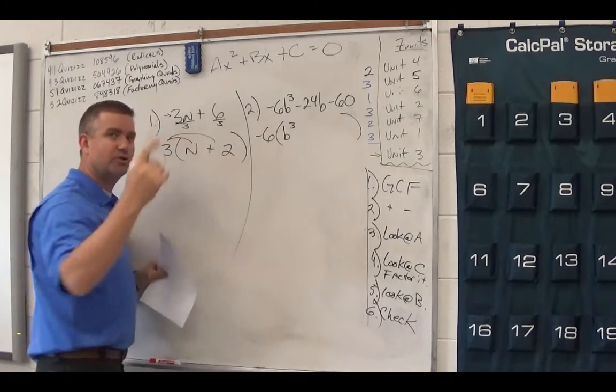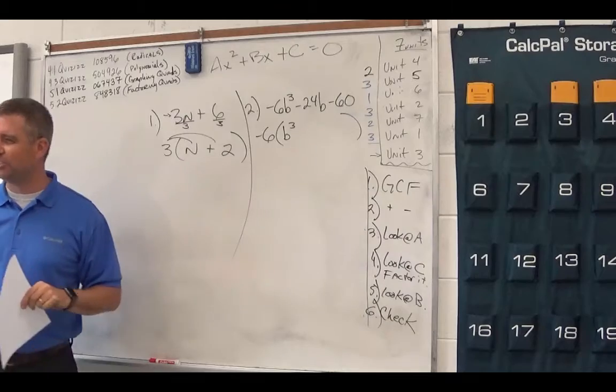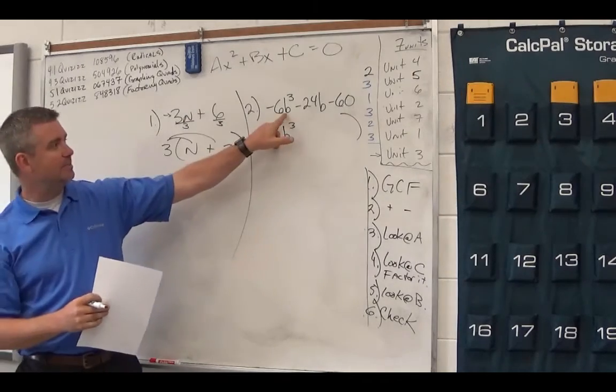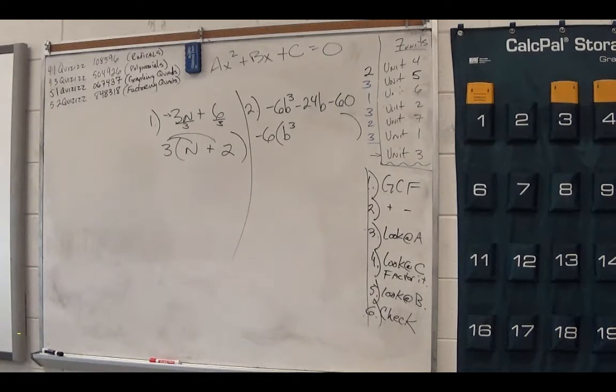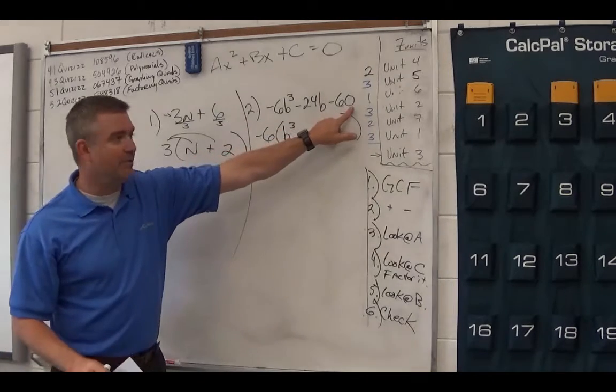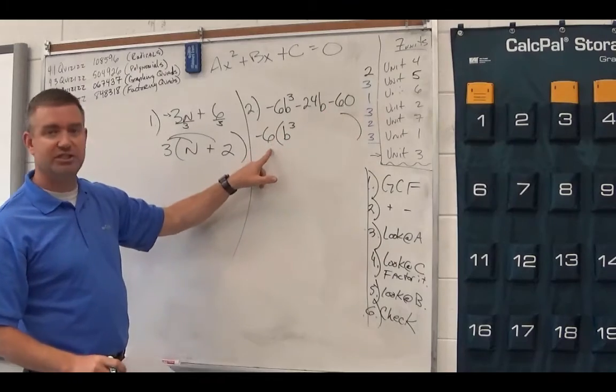B cubed. Here's a question. Why wasn't B part of our GCF? If this one has a B and this one has a B, how come B wasn't in our GCF? I agree. The 6 was common. B was not common. There is no B right here, so B is not part of our GCF.